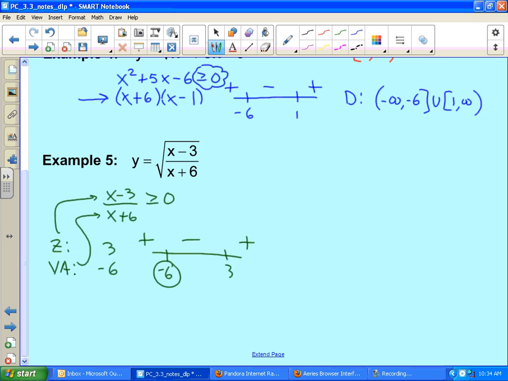So I'd say anything from negative infinity to negative 6, but do not include it, and again, I'm not including it because that's a vertical asymptote value. Union it with 3 to infinity. And that would be the domain.